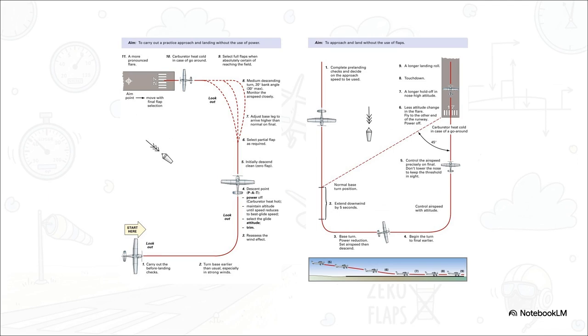For the power-off glide, your path is super steep. You have to turn base early and cut it close so you don't sink short. But for the zero-flap approach, your path is flat. You have to intentionally push your downwind out 5 extra seconds so you don't wildly overshoot. They require completely opposite spatial judgments.